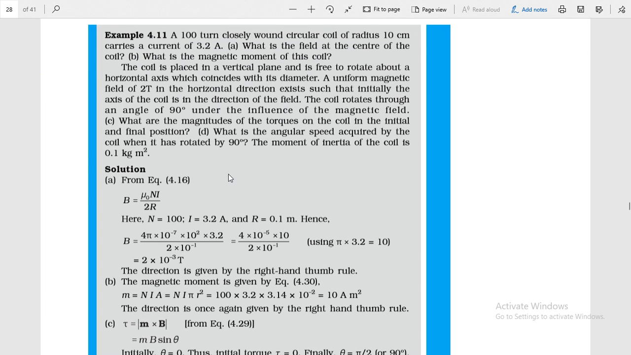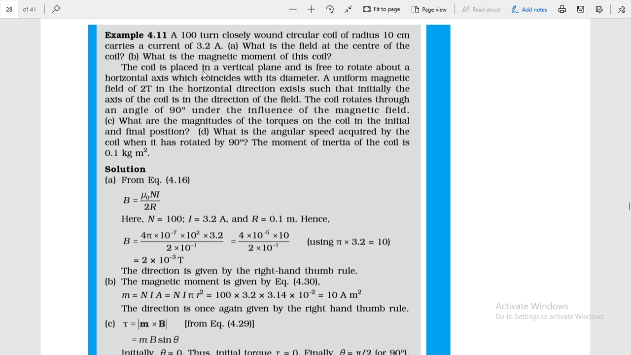Now let's see this question. This is a very important question. Let us try to solve it. A 100-turn closely wound circular coil of radius 10 cm carries a current of 3.2 ampere. What is the field at the center of the coil? Second, what is the magnetic moment of this coil?